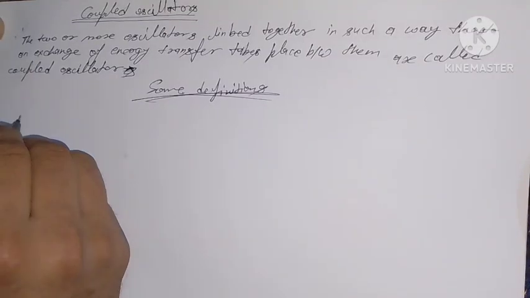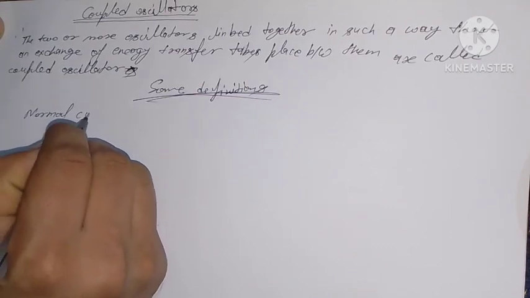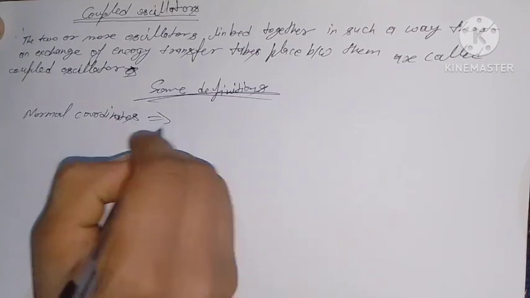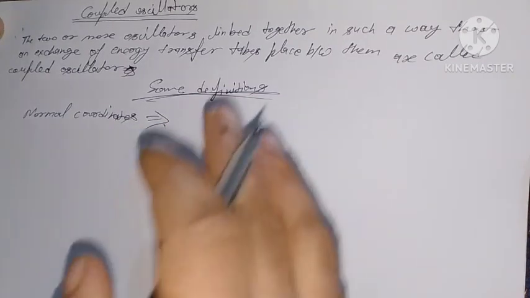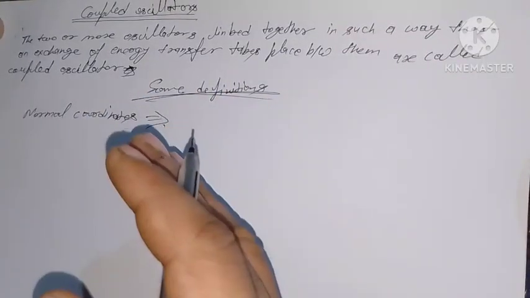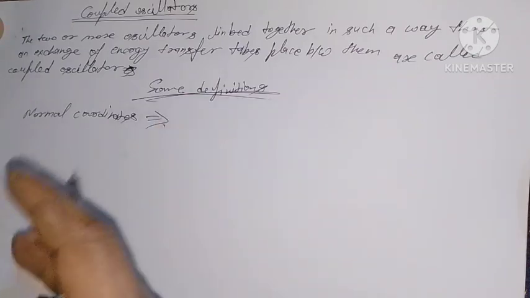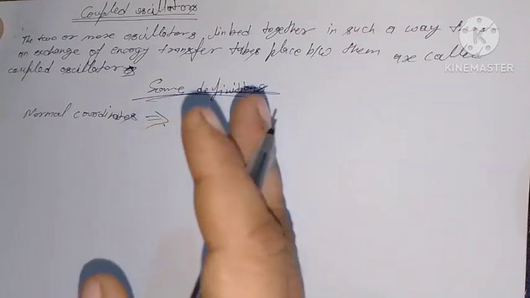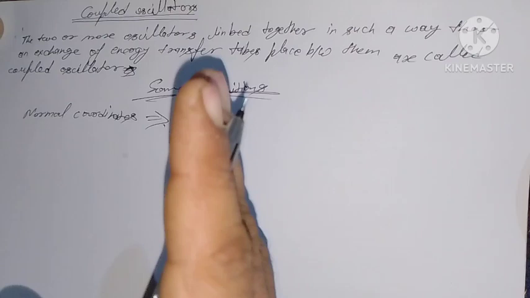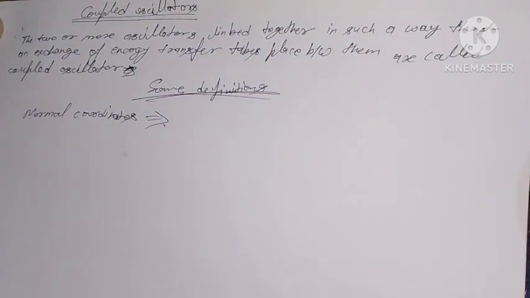Normal coordinates. Normal coordinates are those coordinates which help us to express the equation of motion of the harmonic oscillator of a coupled system in the form of a set of linear differential equations with constant coefficients, and in which each equation contains only one variable.